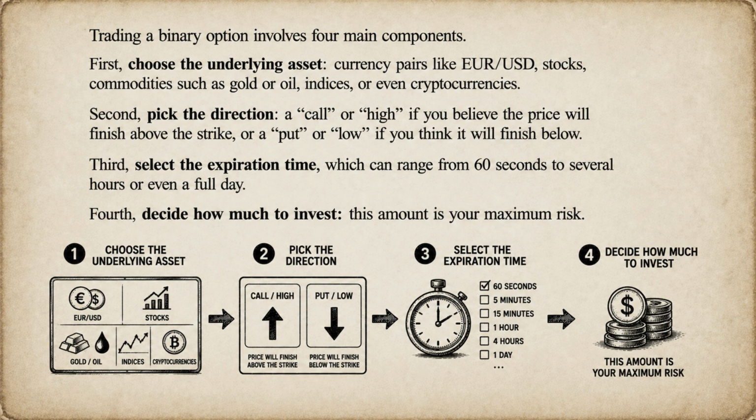How trading works in practice. Trading a binary option involves four main components. First, choose the underlying asset, currency pairs like euro to US dollar, stocks, commodities such as gold or oil, indices, or even cryptocurrencies. Second, pick the direction, a call or high if you believe the price will finish above the strike, or a put or low if you think it will finish below. Third, select the expiration time, which can range from 60 seconds to several hours or even a full day. Fourth, decide how much to invest. This amount is your maximum risk.